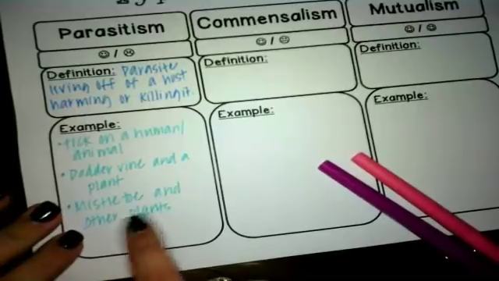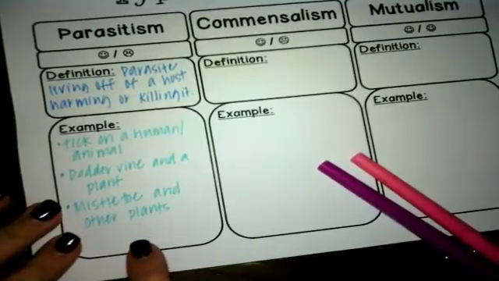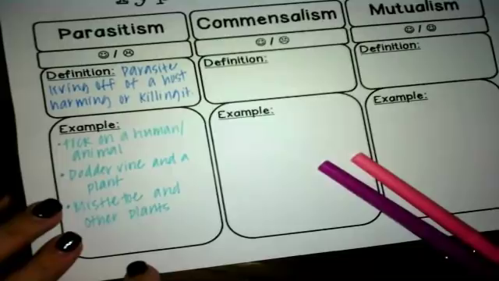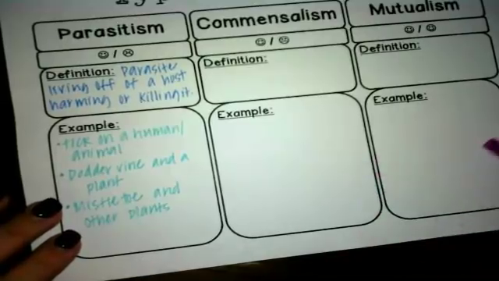Obviously, people sell it around the holidays, and they hang it up in their houses. But it is a parasite. Okay, so that's a pretty cool thing, and you can read more about that if you want as well.